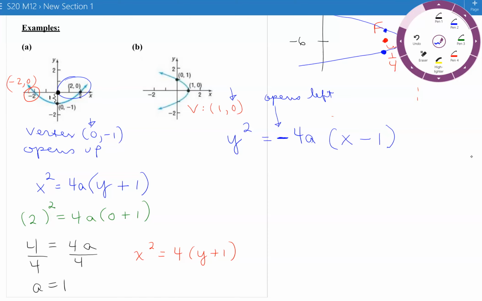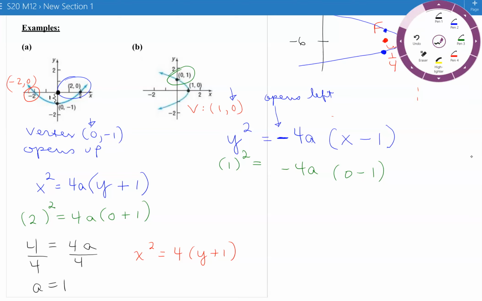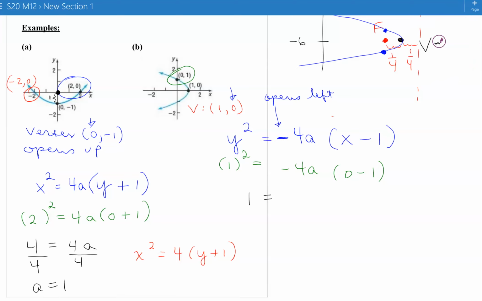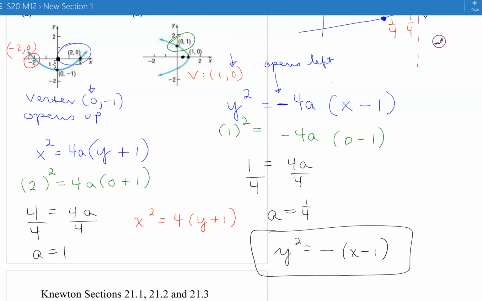I don't know for sure where the focus is, so I'm not going to make any assumptions about that, but I'm going to notice that the point 0, 1 is a point on the graph. So when x is 0, y is 1, and it's a good thing we didn't assume we knew where the focus was, because we're getting 1 equals 4a. So in fact, a equals 1/4. So your focus is a lot closer to the vertex than you might have thought. So we have y squared equals negative x minus 1. And again, you can check and make sure when x is 0, y is 1 and -1, and that works for points on the graph.